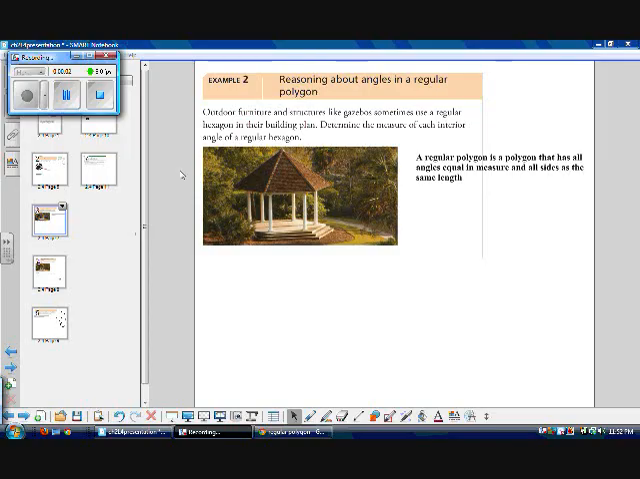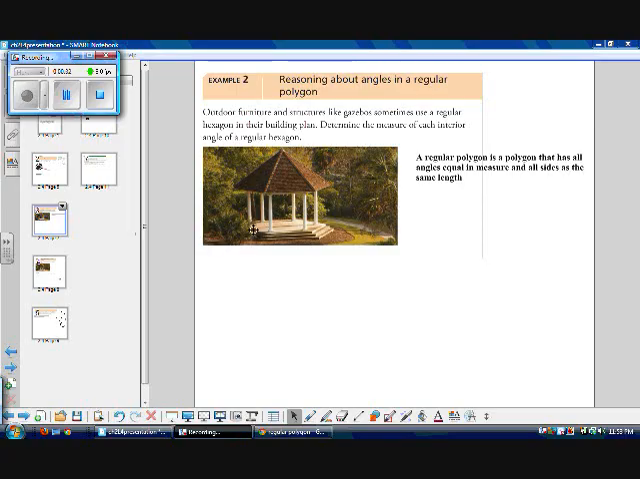In example 2, we're going to use what we've just learned. Outdoor furniture and structures like gazebos sometimes use a regular hexagon in their building plan. Determine the measure of each interior angle of a regular hexagon. Well, first let's look at what a regular polygon is. A regular polygon is a polygon that has all angles equal in measure and all sides the same length. So we know that all of our angles inside of our hexagon are going to be the same measure.